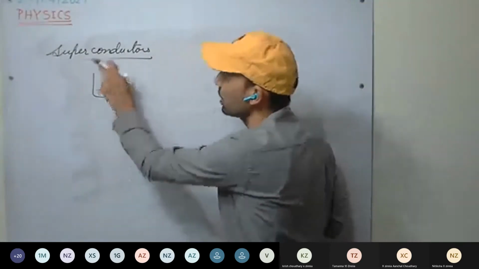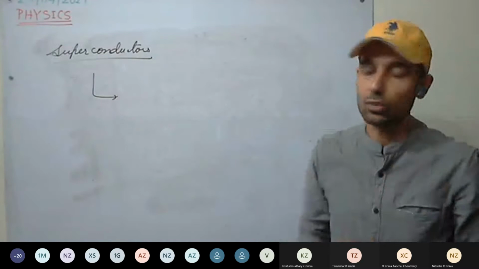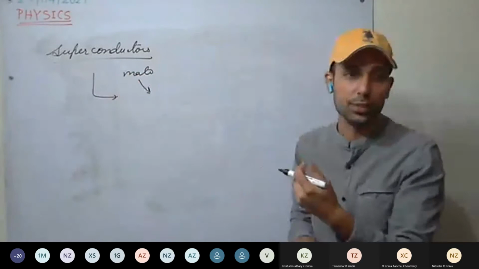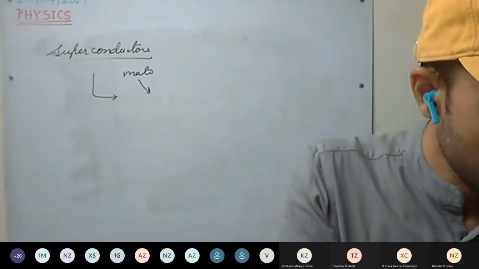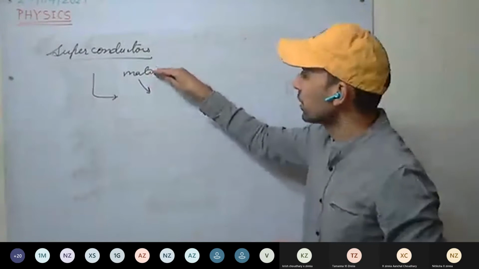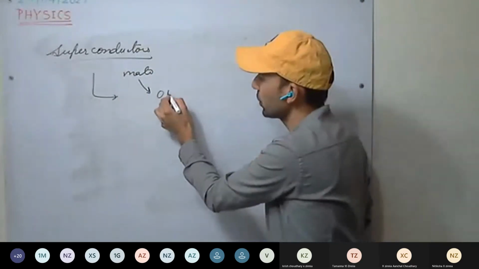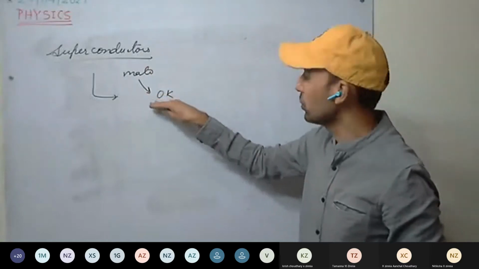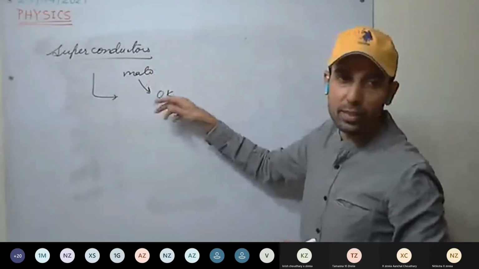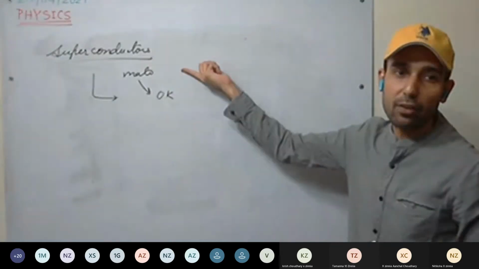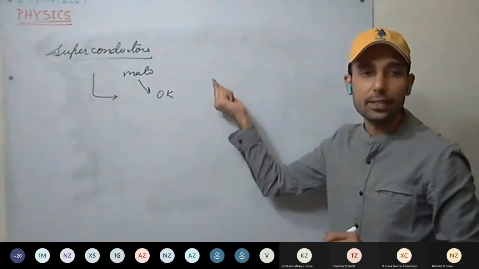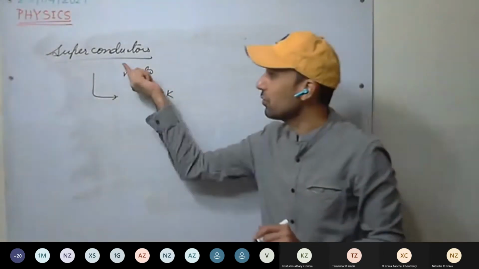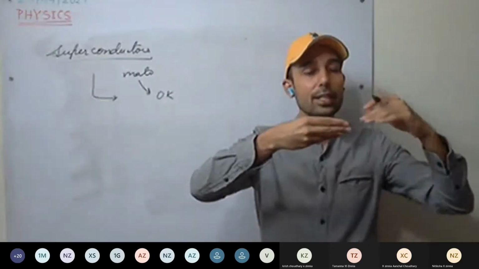Now, how can we achieve that? Superconductivity, that is zero resistance. So see here, if we cool materials below absolute zero, that is, we decrease the temperature below 0 Kelvin, not 0 degree, then some materials behave as superconductors. That is, their resistance is reduced to zero, and the current flowing through the wire meets no resistance.